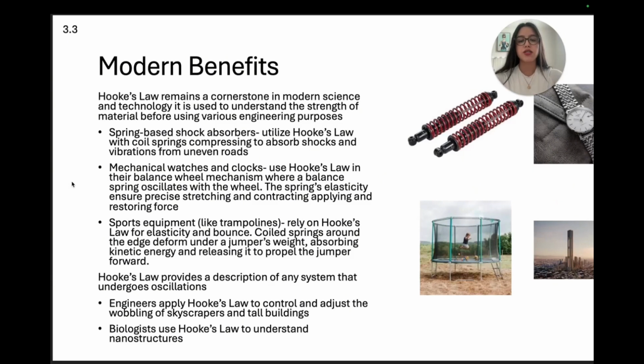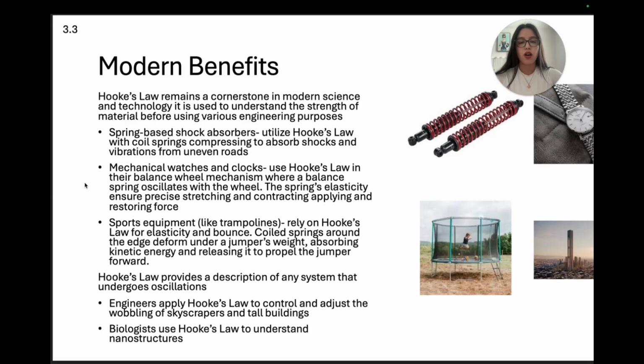It is used to understand the strength of material before using it for various engineering purposes. Some examples are spring-based shock absorbers. They utilize Hooke's law, with coil springs compressing to absorb shocks and vibrations from uneven roads. Mechanical watches and clocks use Hooke's law in their balance wheel mechanism, where a balance spring oscillates with the wheel. Sports equipment like trampolines rely on Hooke's law for elasticity and balance.